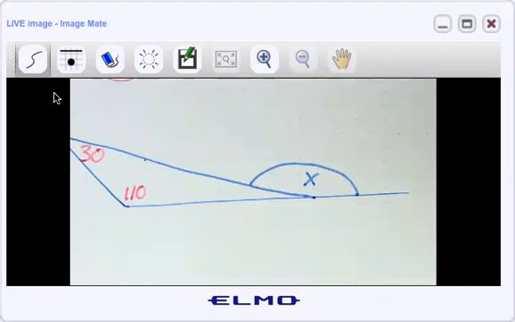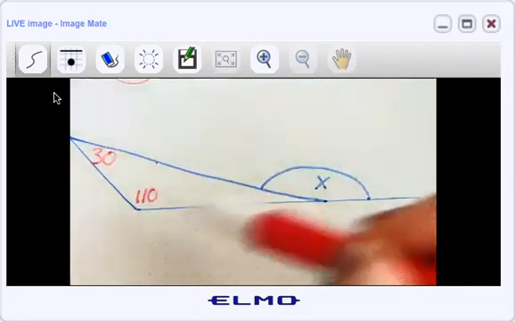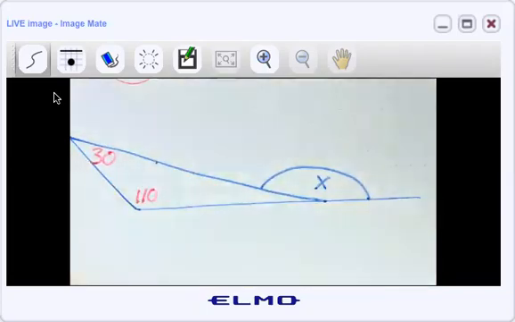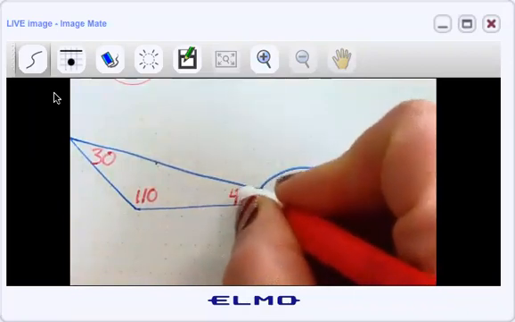So I'm going to start the same way I always do, right? I'm just looking at the triangle. I have 110 and 30. So if I add those together, that's 140. Take it away from 180. That means 40, right? That's what's left. So this little angle right here has to be 40.